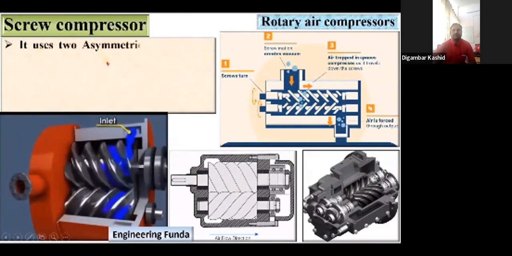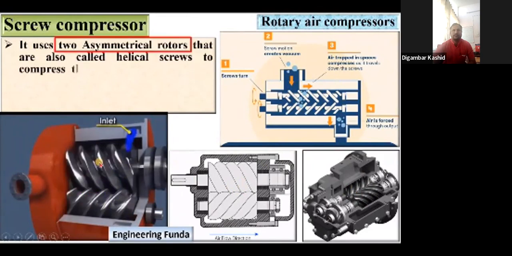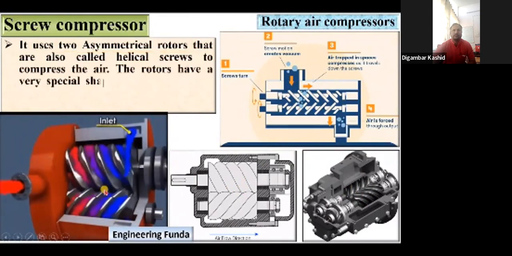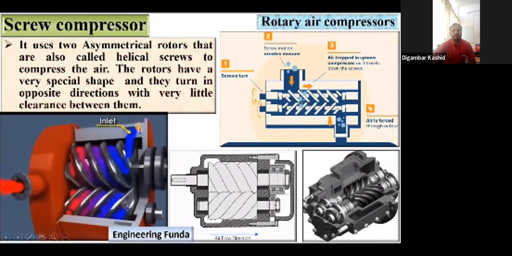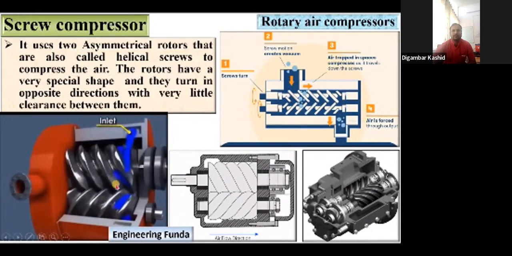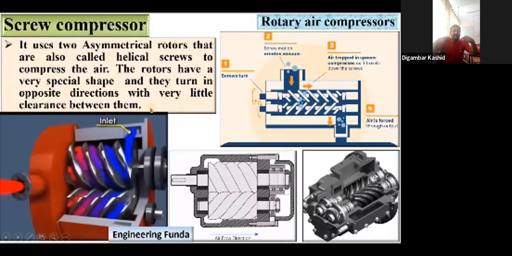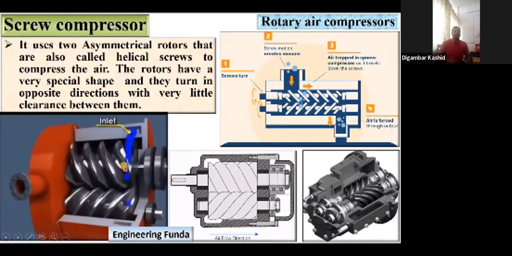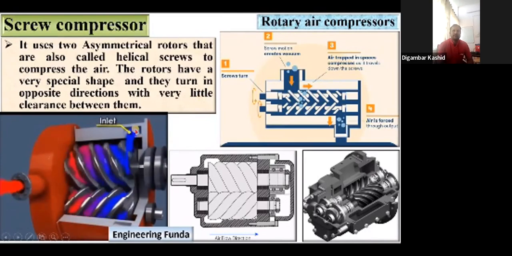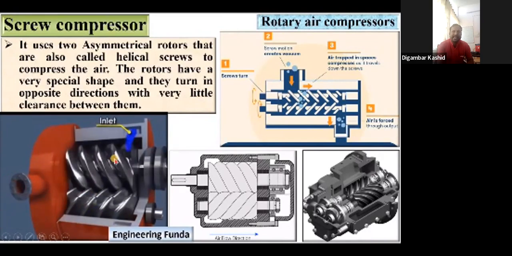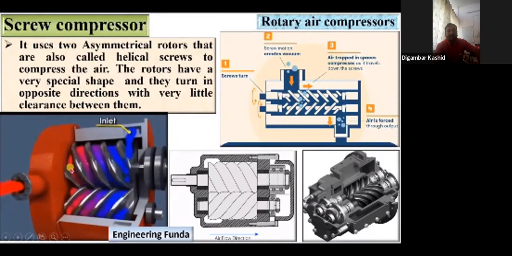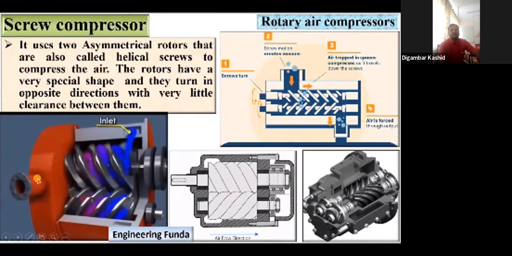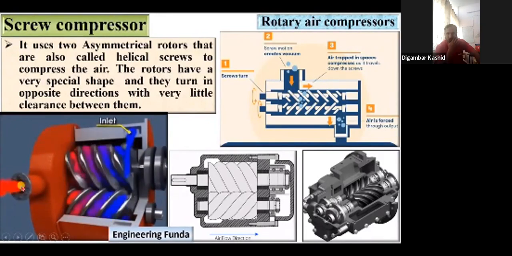It uses two asymmetrical rotors, also called helical screws, to compress the air. The rotors have a very special shape and they turn in opposite directions, with very little clearance between them. Here in this figure you can see the inlet, then the air is gradually moved from the right to the left side, and then here it is compressed.